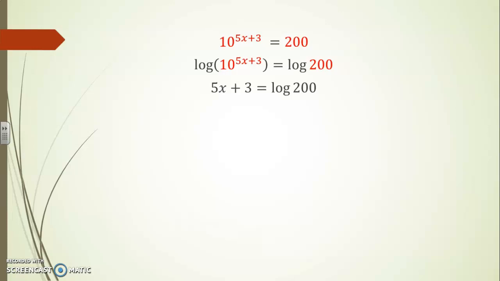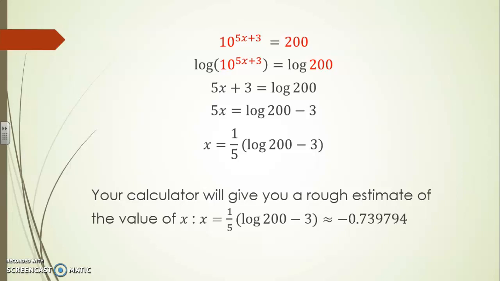On the right-hand side, log of 200 is a number that we don't necessarily have a handle on. So let's just think of it as a number, period. And then we can subtract 3 and divide by 5. Your calculator will give you a rough estimate of what x is. It's worth replacing x by your solution in the original equation to validate that the answer is actually accurate.